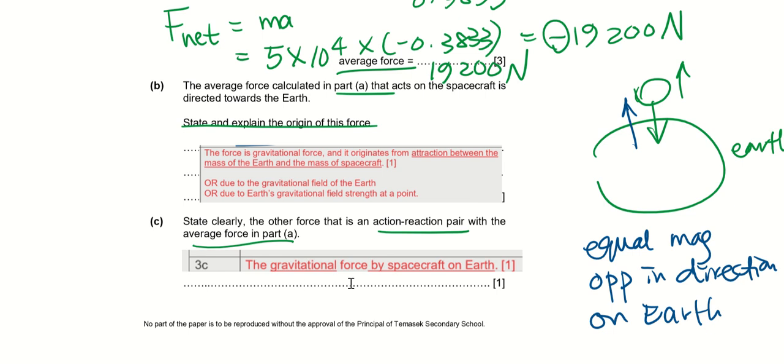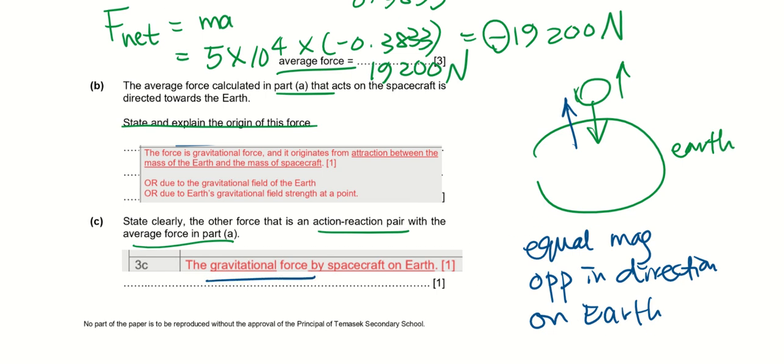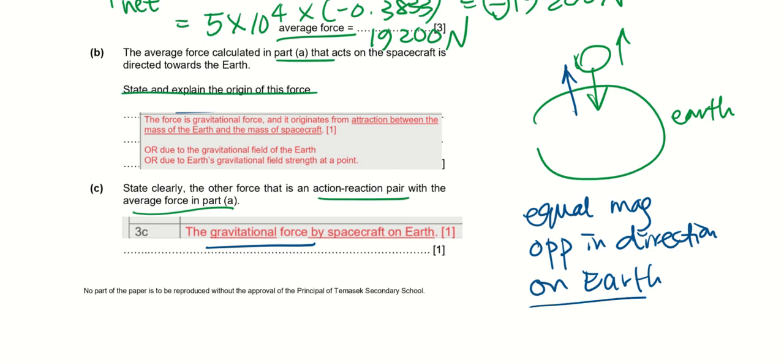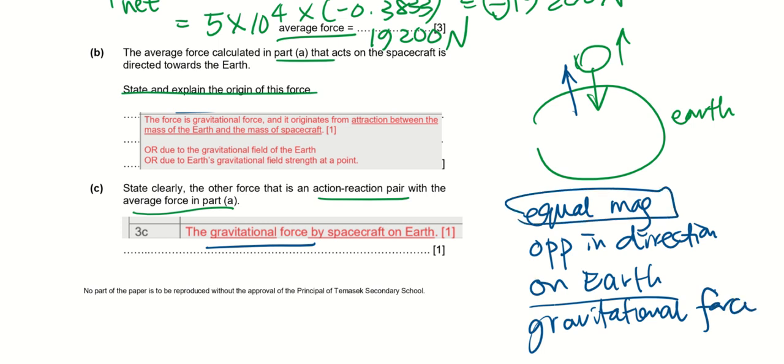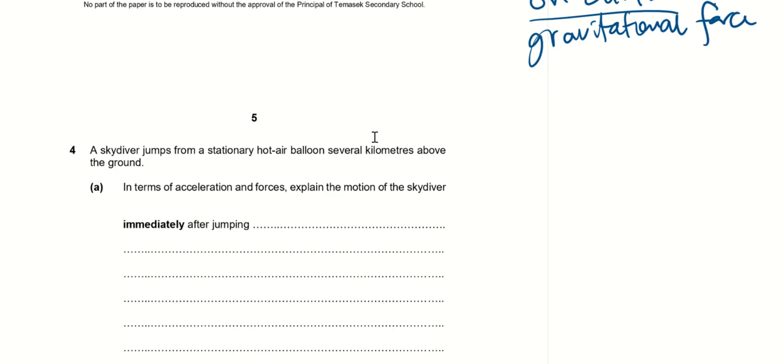So the answer is the gravitational force, because it's the same type of force, by the spacecraft on Earth. So it is exerted on Earth. It is a gravitational force because it must be the same type of force, and the force must be equal in magnitude but opposite in direction. So these are the 4 characteristics of action-reaction force.